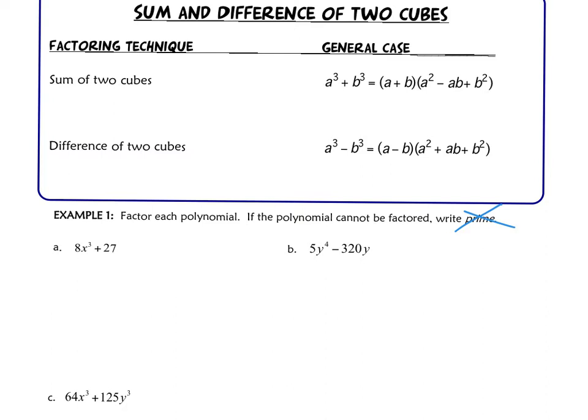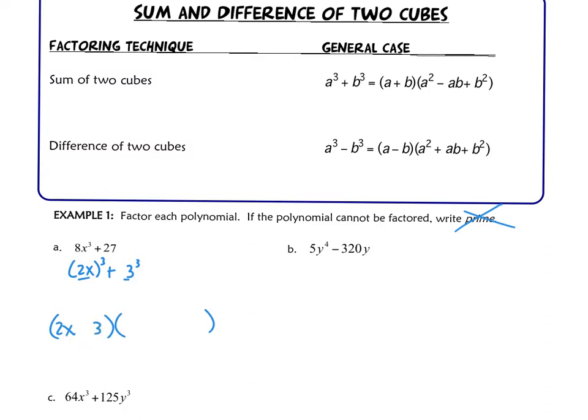Now, we have to ask ourselves, is this a sum or difference of cubes? Is 8x cubed a cube? Is 27 a cube? Yes, it is. 8x cubed is really 2x to the third. 27 is 3 to the third. So this does factor. It's going to have two different factors. The first one comes from these numbers. So we have 2x and we have 3.